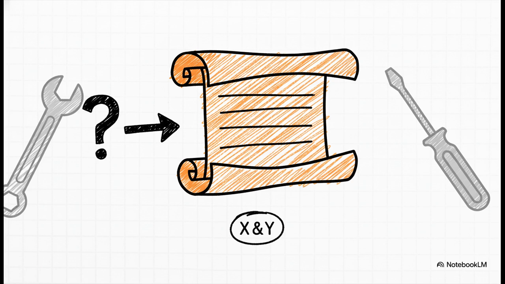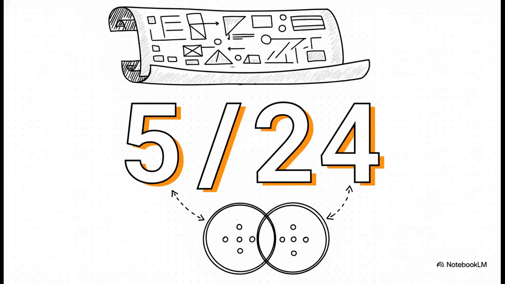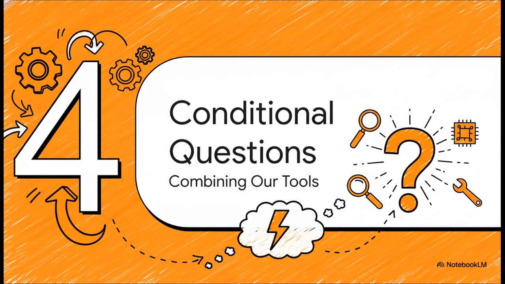So, we have to go back to the beginning and pull out our master blueprint, the original joint function. And by using that master blueprint, the one that understands the entire relationship between both variables, we find out the probability is 5 out of 24. So up to now, we've been using our tools separately, but the real magic happens when we start combining them to answer even more interesting conditional questions.